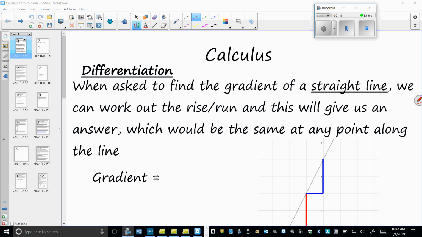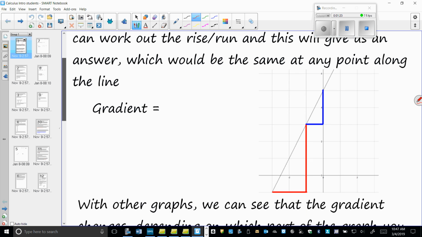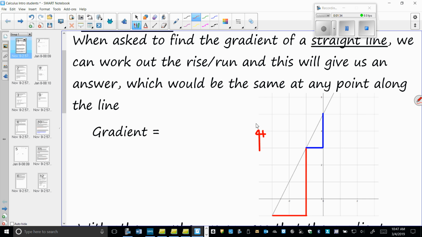Straight line, find the rise over the run. Okay, so in this straight line here, I've chosen two different options, the red one and the blue one. For the red one, I've got 4 squares over 2. And the blue one, I've got 2 over 1. Either way, my gradient simplifies to be 2. So we just chose 2 points on the line and found the gradient by doing rise over run. Easy.